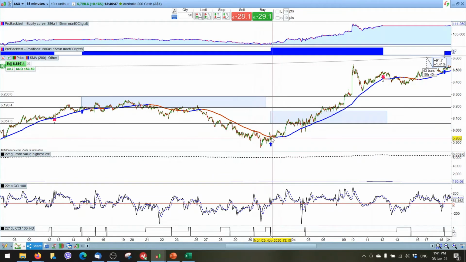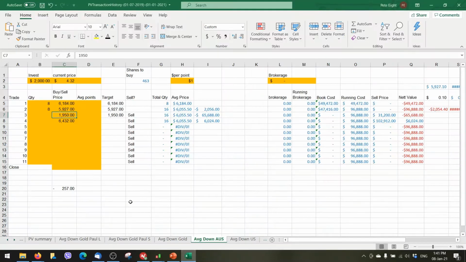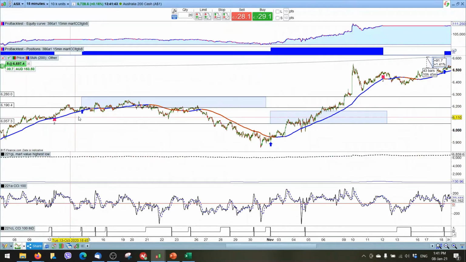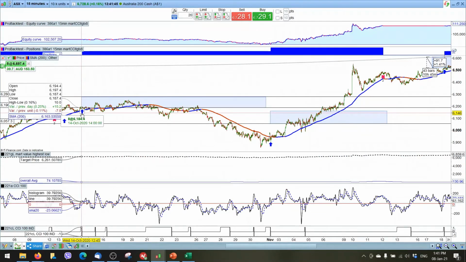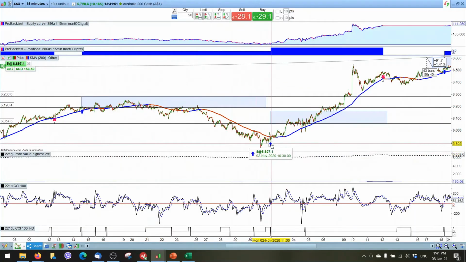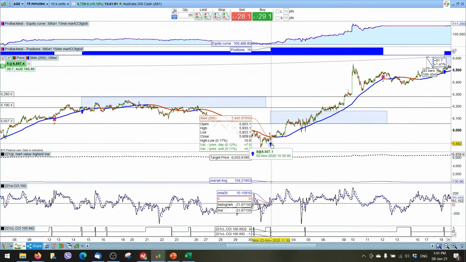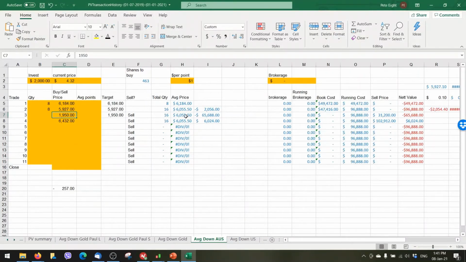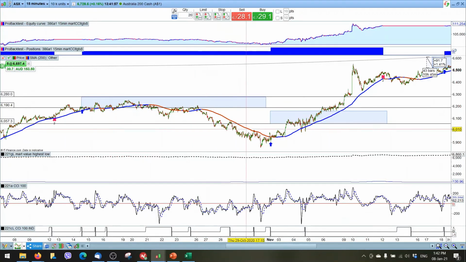So we enter more contracts there, and that now gives us, similar to this calculation up here, this gray zone. It gives us a new average price. If you look at the average price, we entered 8 contracts at 61.84, and we entered another 8 contracts at 59.27. That brings the average price to 60.55, and that's what that black line there represents.